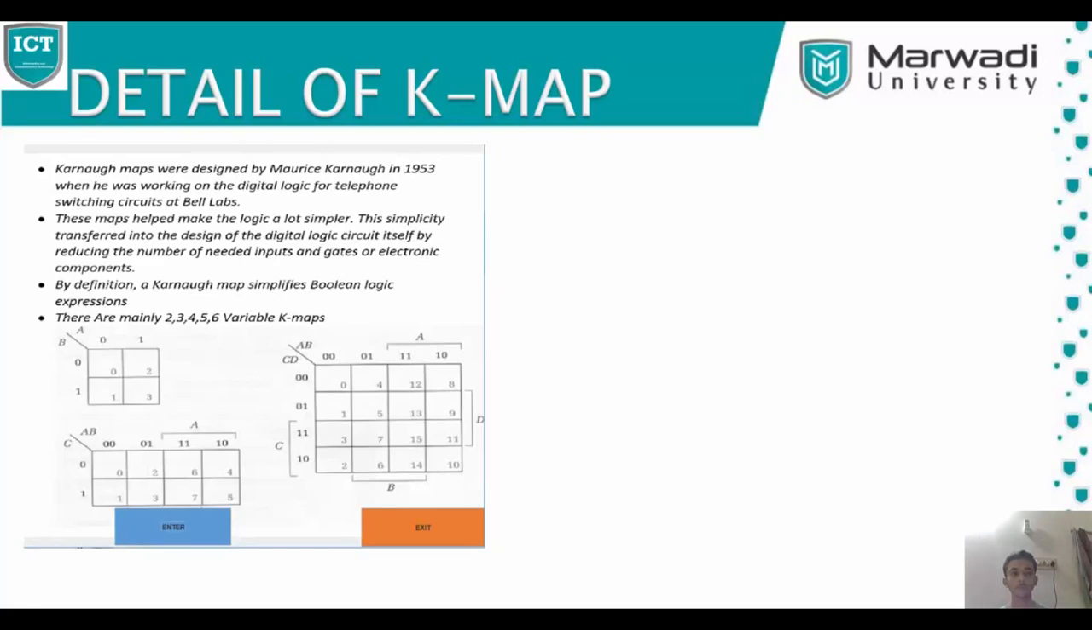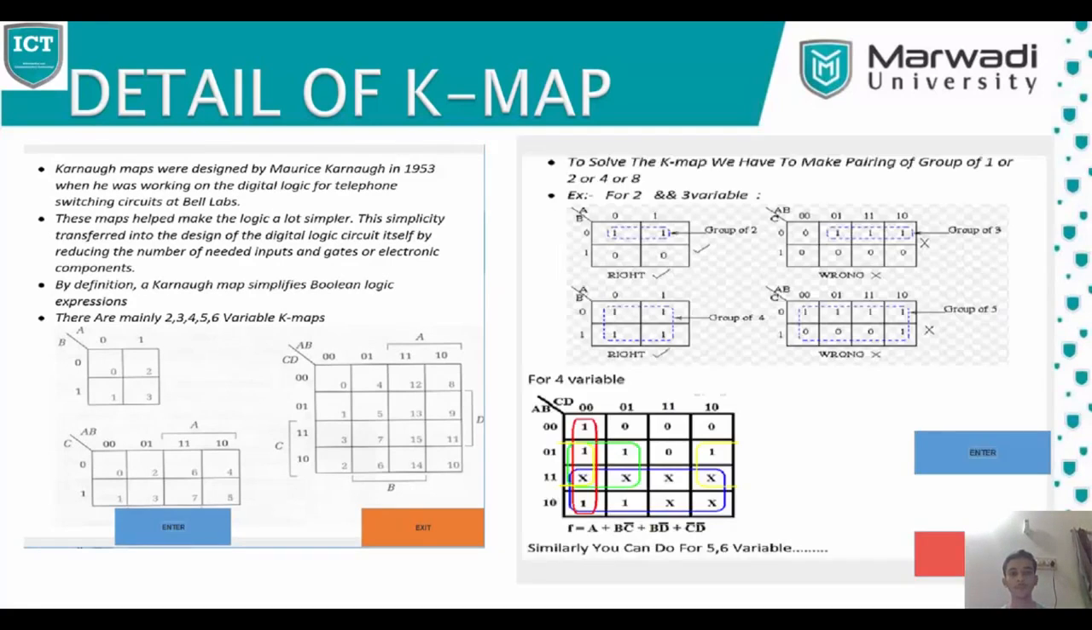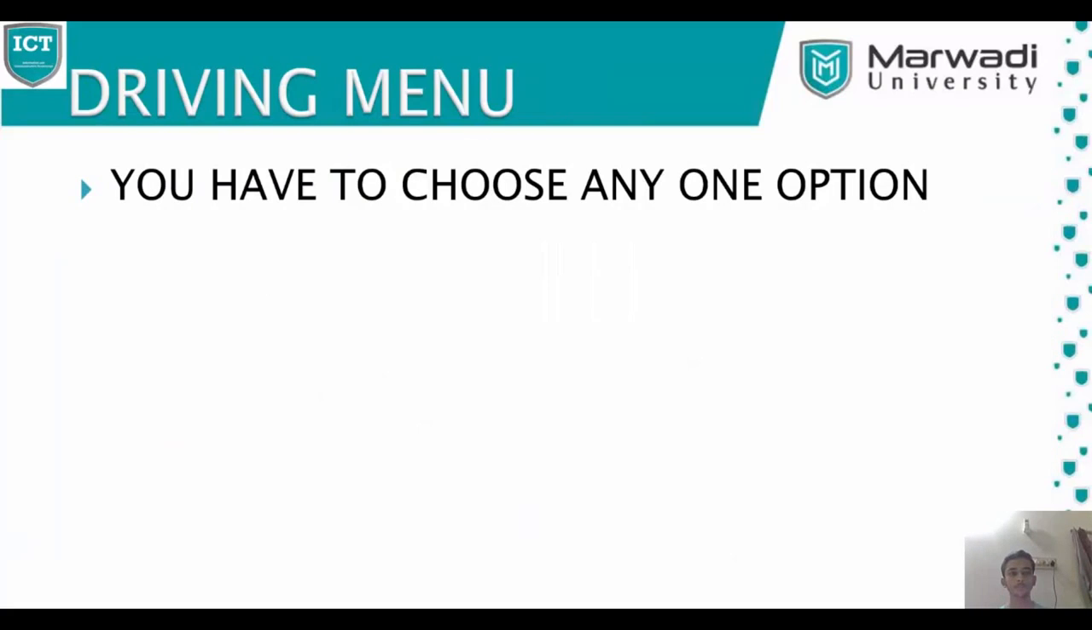I have included two pages here. One is the history and one simple example of a K-map, and the next page is about how to solve the K-map.